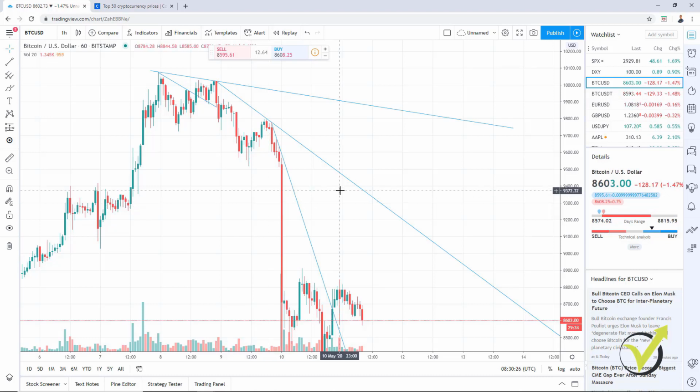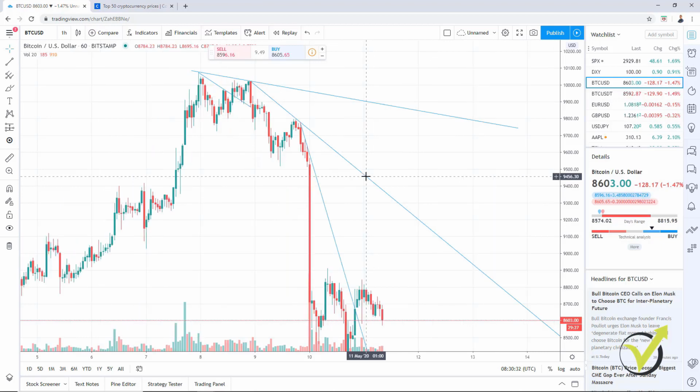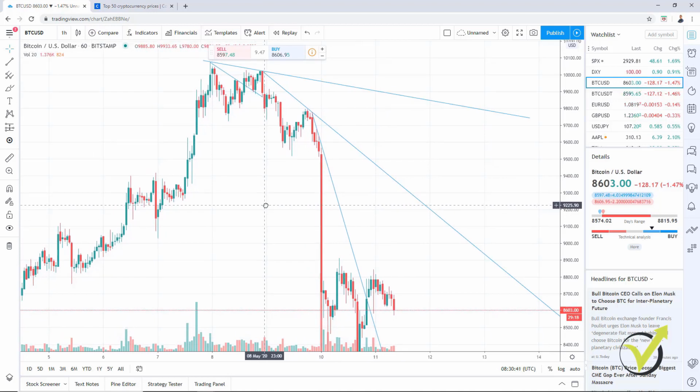Today is 11th of May 2020. We are just before the halving of the Bitcoin. We will see what will happen during this halving, and today I have decided to record one more lecture about the aggressive counter trend line.